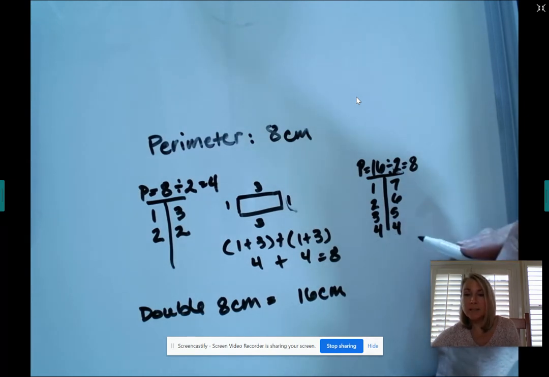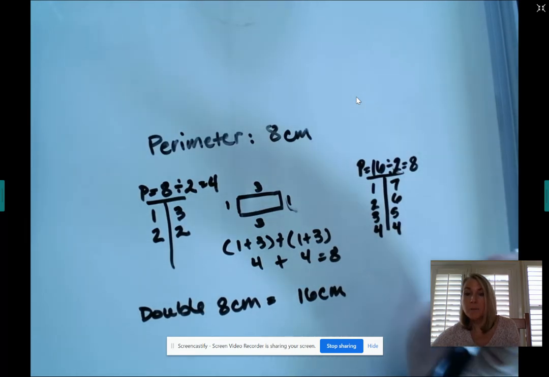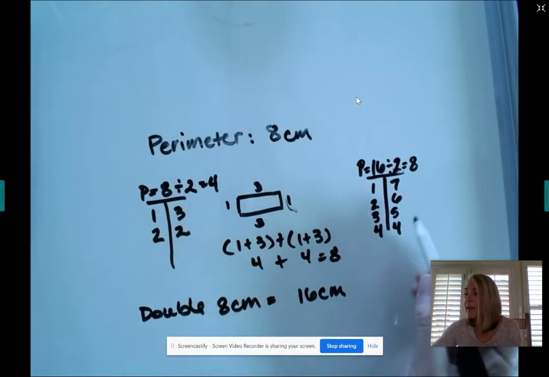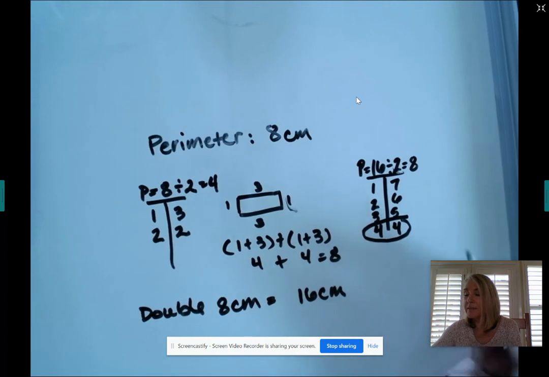So any of these answers are correct. You could say a 3 by 5 will give you a perimeter of 16. A 4 by 4 will give you a perimeter of 16. And what shape will this make if you have a 4 by 4? If you're saying a square, you got it. That's exactly right, because both of your side lengths are identical.